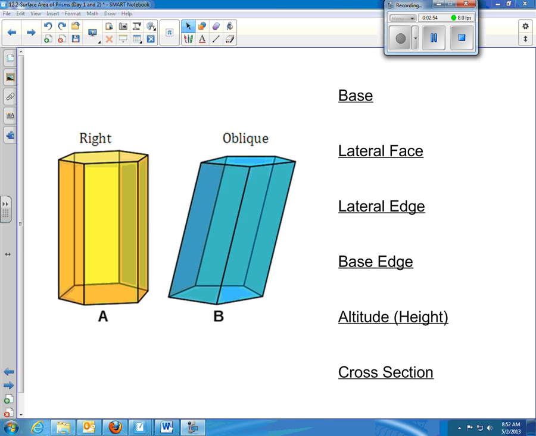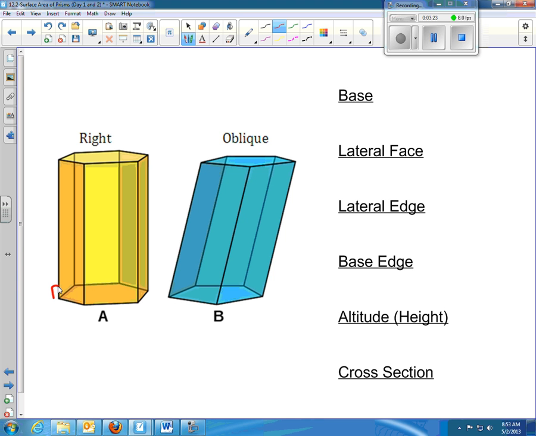Now let's talk about different parts of a prism. First thing I want to talk about is, you see how there's 2 prisms. There's a right prism and an oblique prism. The right prism is actually making a right angle with its base. Oblique prism, if you see, is leaning, and here's how you're going to remember that. You have oblique muscles in your abdomen, and those are on the side. So those are your side muscles, so the oblique prism leans to the side.